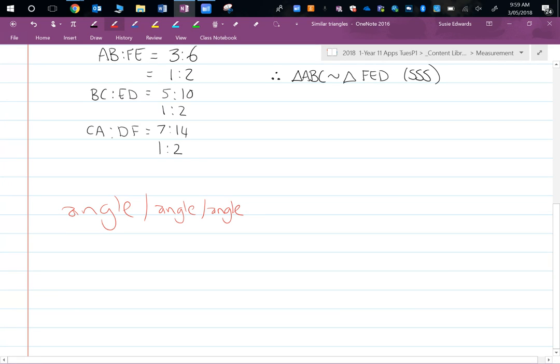What do you think the rule is? Good, okay. All corresponding angles are the same. Therefore, the triangles are similar.